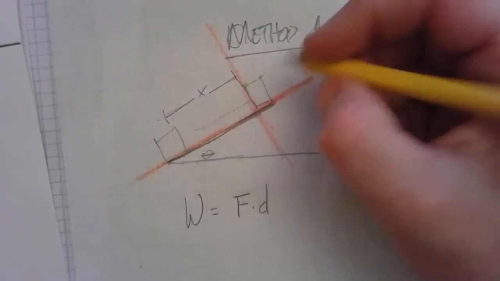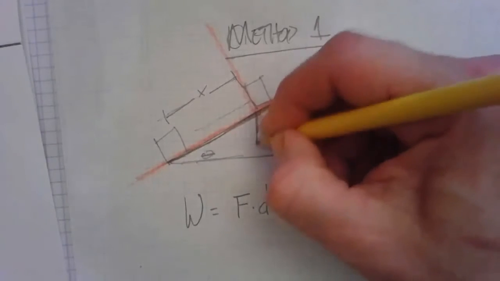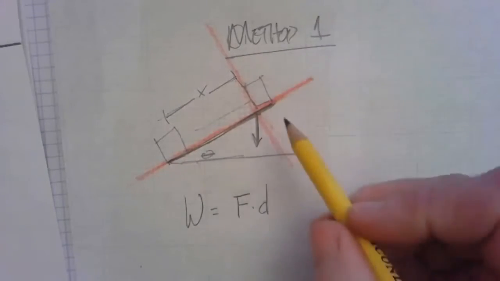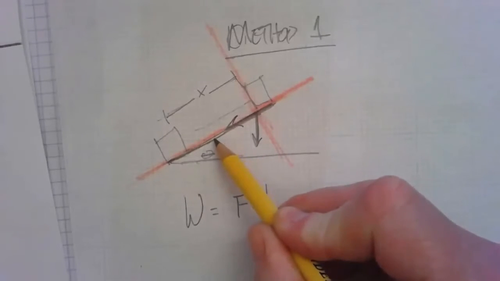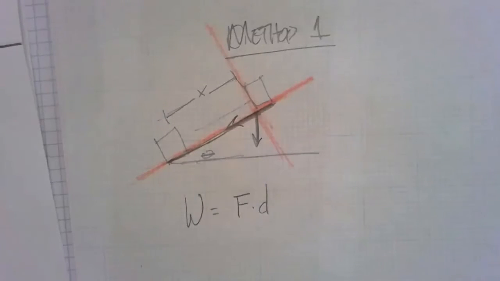Well, it's not all of gravity. If you remember, gravity in this case pulls straight down. Only a portion of the gravity pulls down the ramp like this. And this is where I would expect you to go back and be able to remember this.